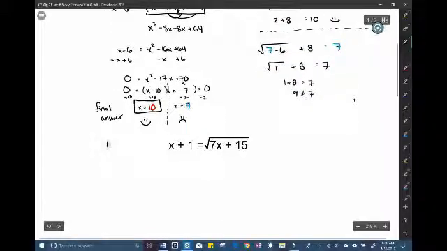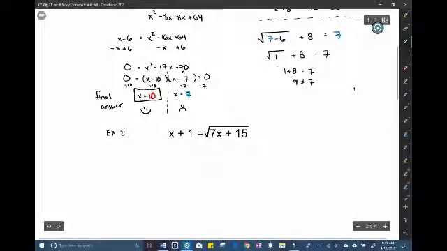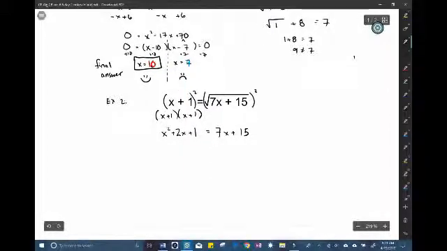So another example, example 2. Same idea, get the radical by itself. Hey, it already is. So we're just going to start off squaring each side. That would just be 7x plus 15 is equal to, remember, this is x plus 1 times the quantity x plus 1. If you FOIL that, you end up with x squared plus 2x plus 1. Solve it for 0. So subtract the 7x, subtract the 15, gives you x squared minus 5x minus 14 is equal to 0.